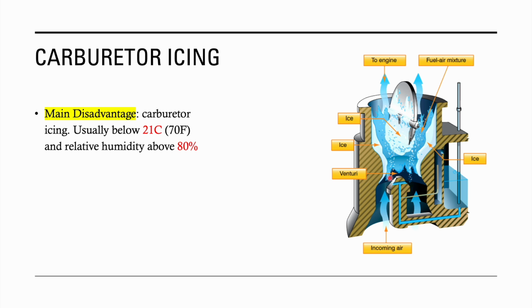So you can get a buildup of ice in the venturi right here, on the throttle valve right here. So this would essentially restrict how much fuel air mixture you're letting through. And so that would, again, starve the engine of fuel air mixture. So with carburetor ice, you would probably notice a decrease in RPM or engine roughness.